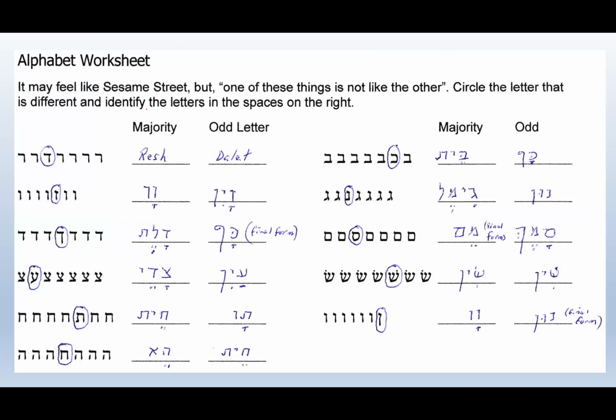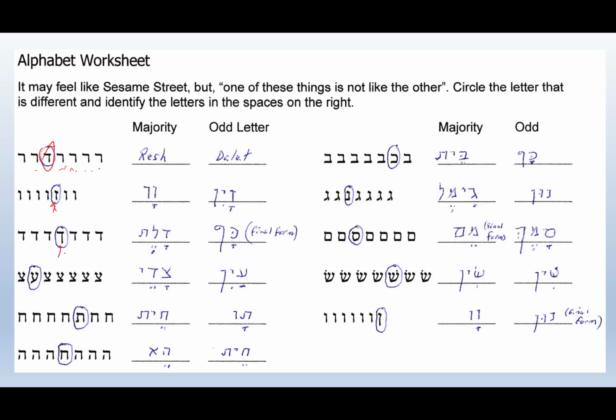Then on the other worksheet, one of these things is not like the other. Any of you that grew up with Sesame Street, I did not grow up with it, but my sons did. I can send this too, but you can see that these are all resh, and one dalet. Got one that's not like the others. We have zayin. The others are all vavs.